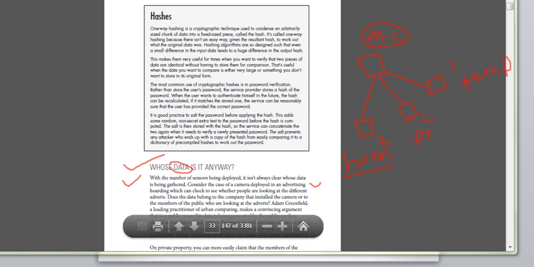Consider the case of a camera deployed in an advertisement hoarding, which can check to see whether people are looking at the different adverts. So does the data belong to the company that installed the camera or to the number of public who are looking at the adverts? That is, the advertisement hoarding which can check to see whether people are looking at the different adverts. So the people who are looking at different advertisements, for a particular company.